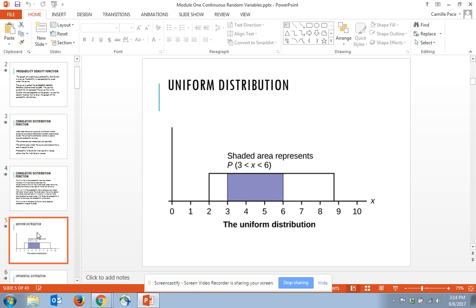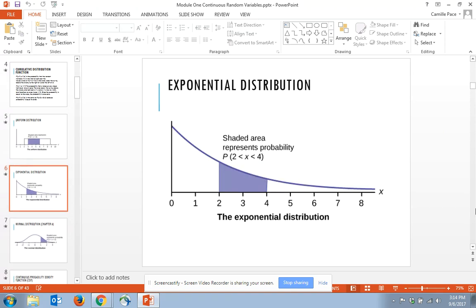And if you look at the picture, it's almost like a rectangle. If I start at 2 and I go to right before 9, it means that all these numbers have the same height for the distribution. It kind of makes a rectangle. It can also make a square, but for this video and what we're going to look at in class, it'll always make a rectangle.